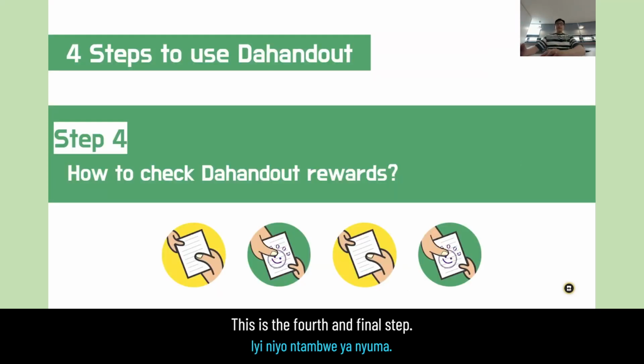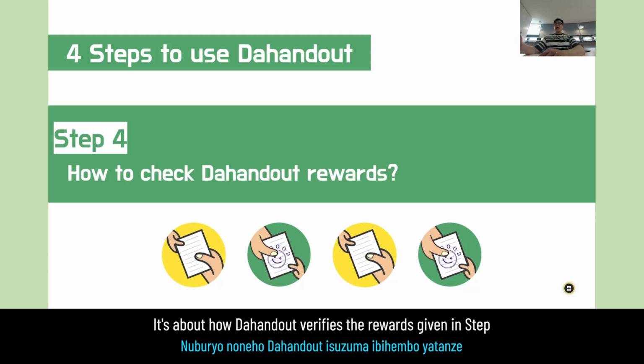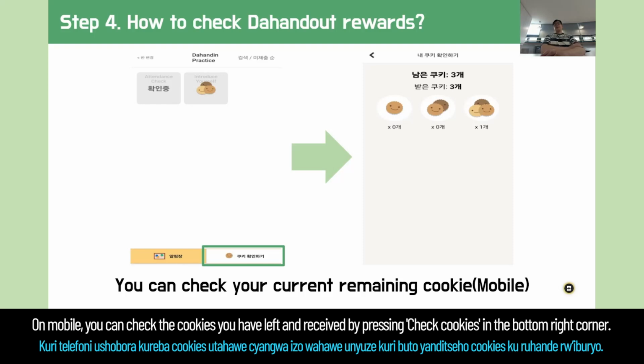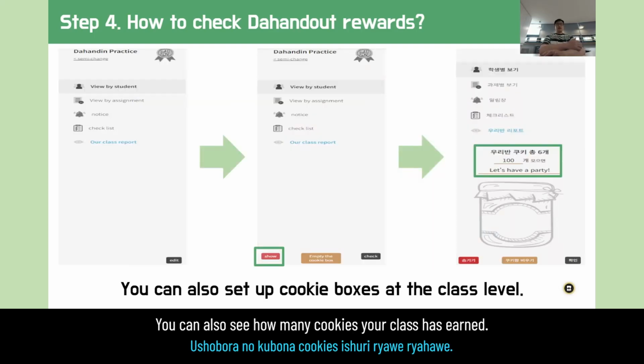This is the fourth and final step. It's about how Dahandout verifies the rewards given in step 3. On mobile, you can check the cookies you have left and received by pressing Check Cookies in the bottom right corner. You can also see how many cookies your class has earned.